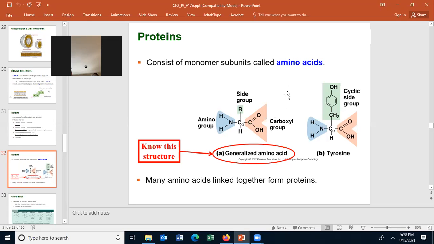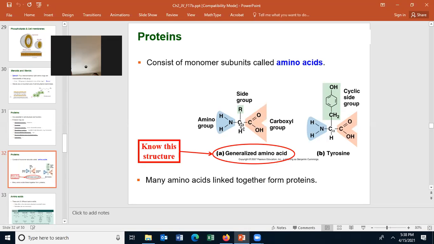The carboxyl group gives it the acid because this hydrogen can come off, and if hydrogen comes off a molecule, we call that an acid. That's why we have this as an amino acid, that hydrogen can come off of here.